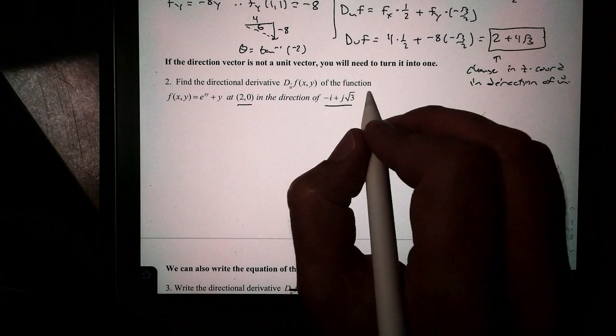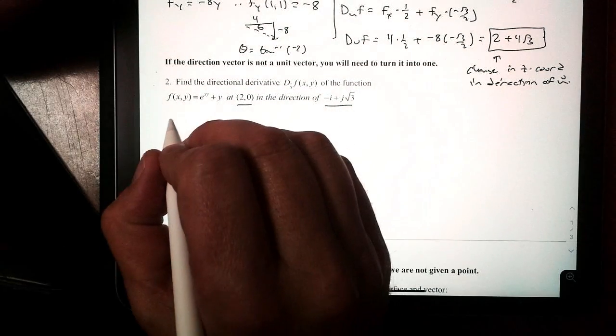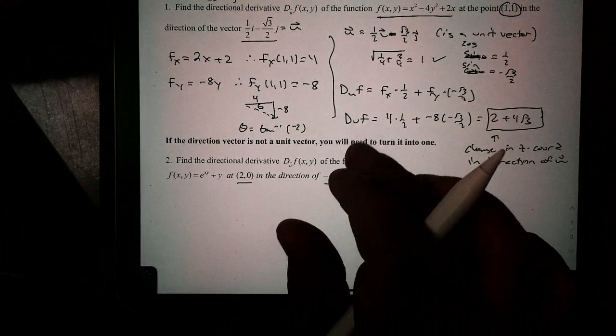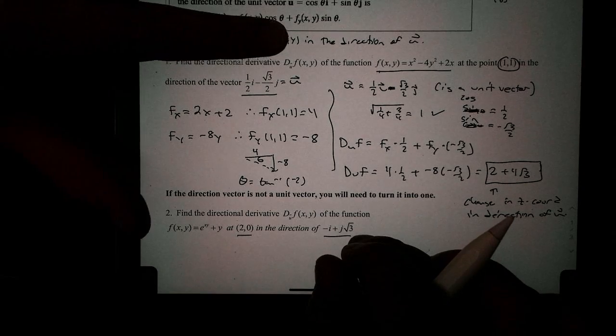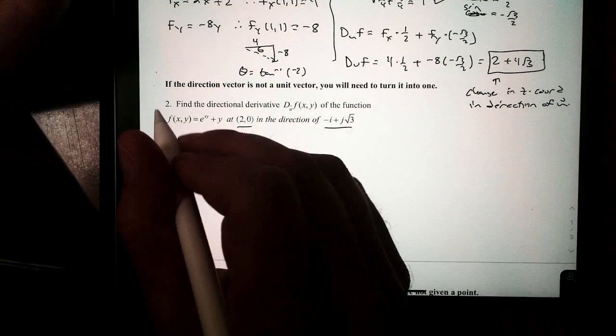To do this, remember a couple things. One, we will be needing our partials. Remember, that's what our rule up here says to do. We do need our partials up here, fx, fy. So let's go ahead and find them.